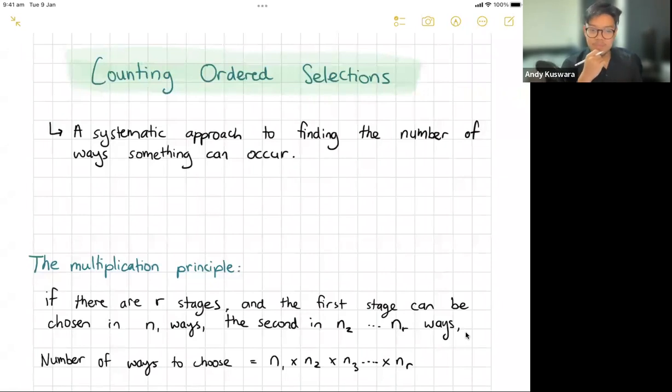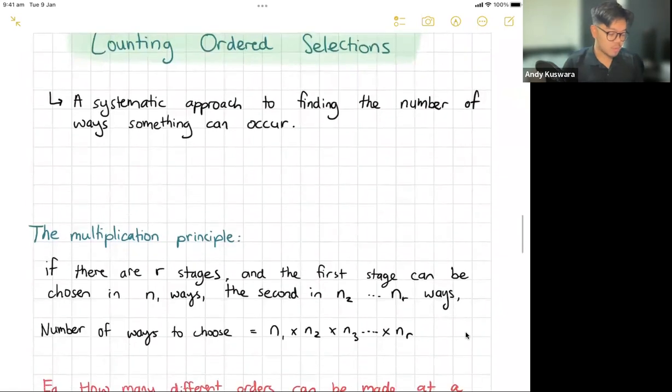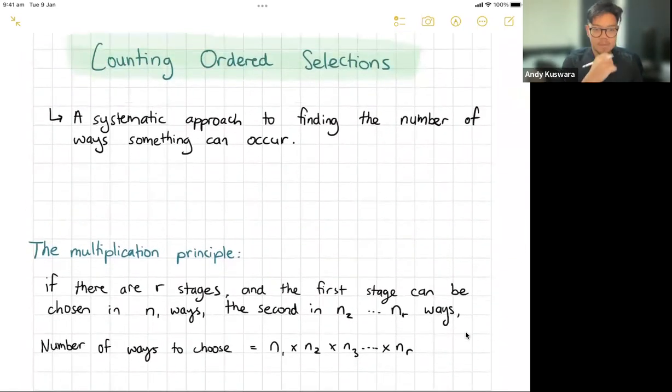So the first thing we're going to talk about is this multiplication principle. And it's a lot easier than it looks. So don't freak out by the way this is written with all these N's and R's. I will show you exactly what it means, and it's going to be quite simple. The multiplication principle is: if there are R stages, the first stage can be chosen in N1 ways, the second in N2 ways, all the way to NR. The number of ways to choose is you just multiply however many ways you can choose per stage.